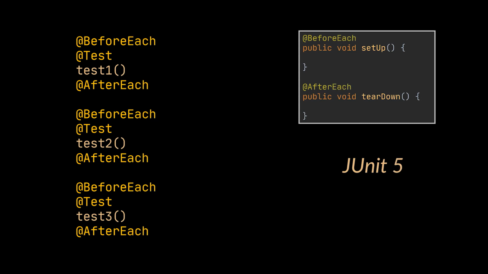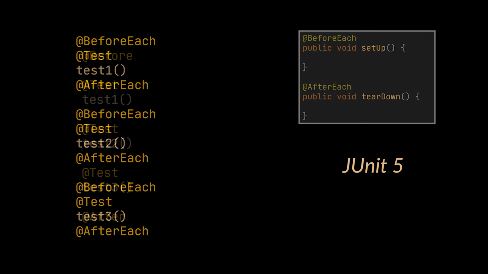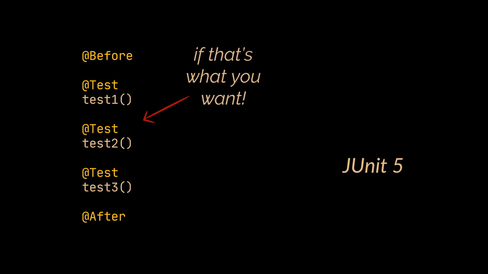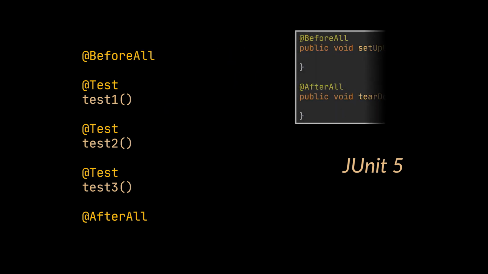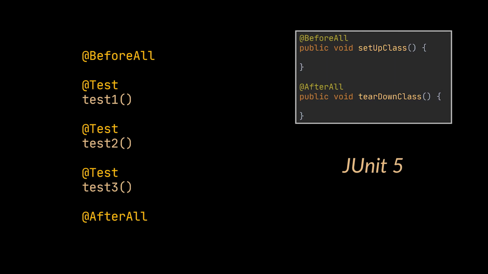Hence why in JUnit 5 their name was changed by appending the word Each to them. Now, if what you actually want is a method that runs once at the very start of all the test methods or once at the very end of all the test methods, no matter how many test methods you have, you can create another couple of methods and use the @BeforeAll and @AfterAll annotations in JUnit 5. The names of the methods do not matter, but the typical names we use are setupClass and teardownClass. And if you are on JUnit 4, these methods will be the @BeforeClass and @AfterClass.